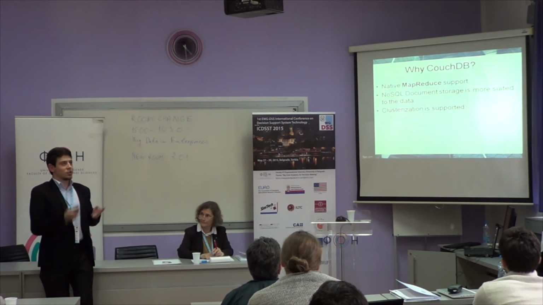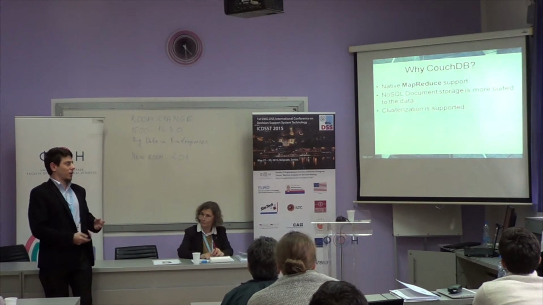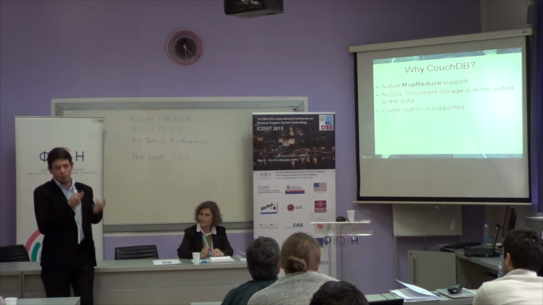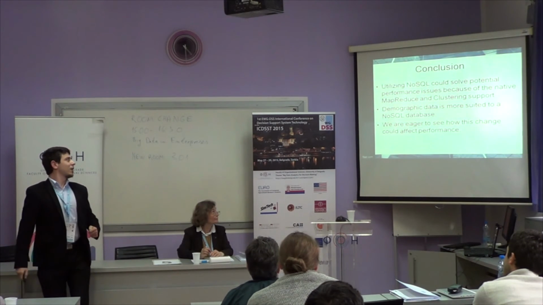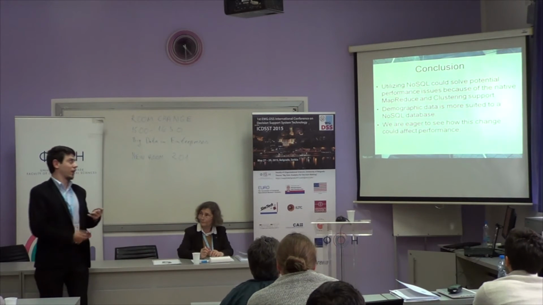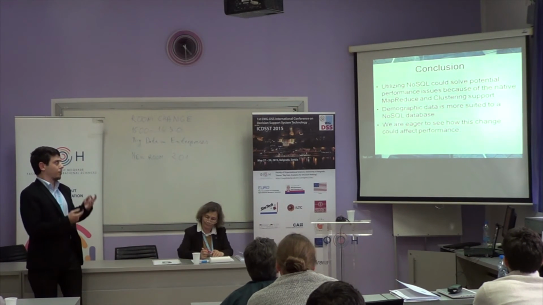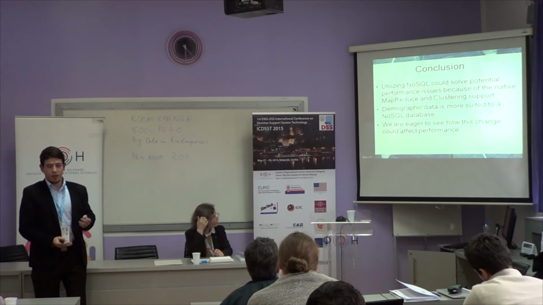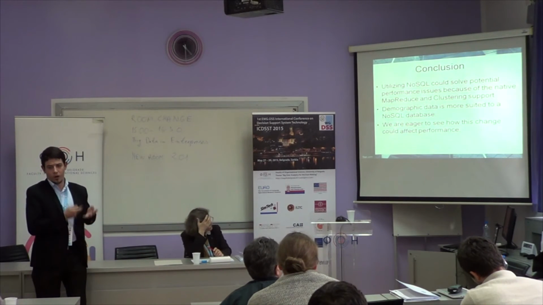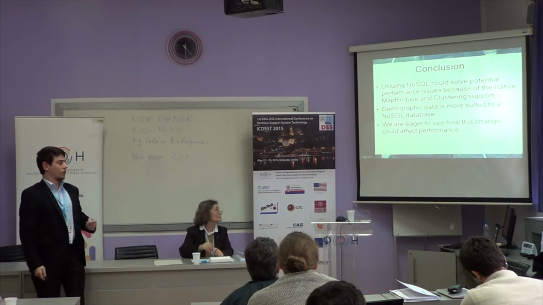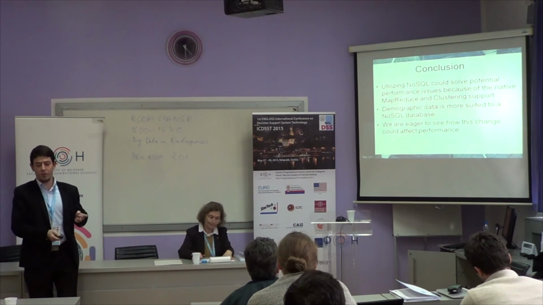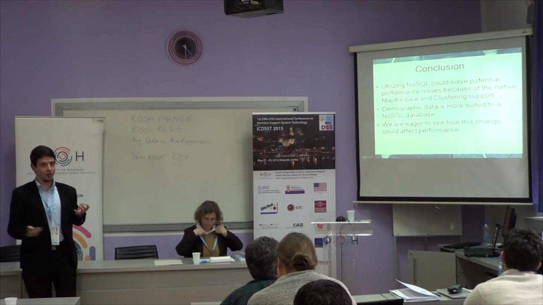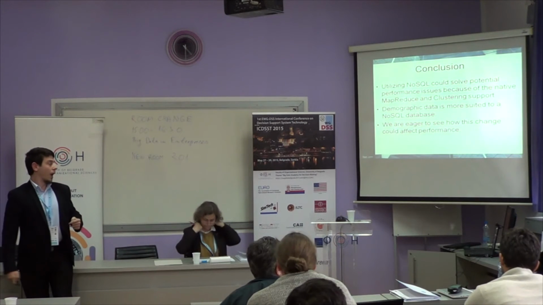So NoSQL is a good choice for us, and CouchDB is good because it supports clusterization by default, and it supports MapReduce by default. So we believe that utilizing CouchDB as a NoSQL database can help us solve these potential performance issues, and we believe that demographics data is, in fact, more suited to a document-based database. And we're very eager to see how this will affect our performance. Because who knows, maybe this interaction between these two databases will actually end up being worse. We do not know.